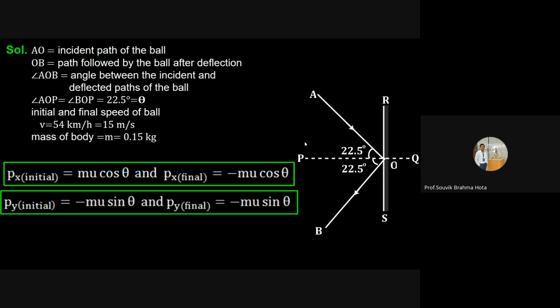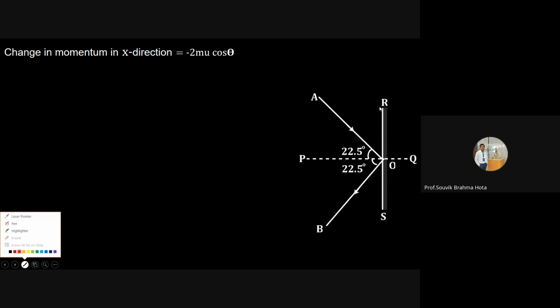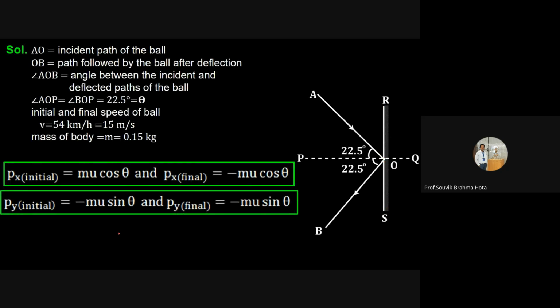Because if you have the two components, one coming in this direction and the other in the other direction, both of them are in the downward direction, so that is why both of them are negative. So minus mu sin theta, minus mu sin theta.